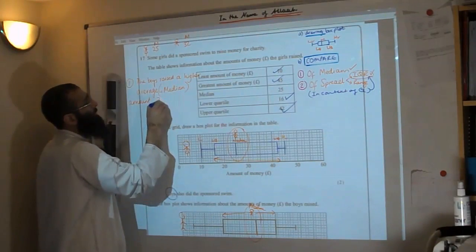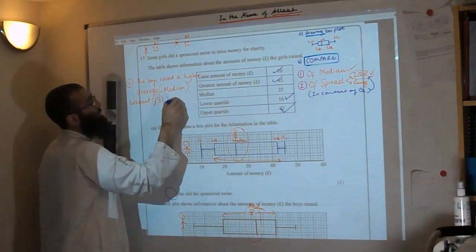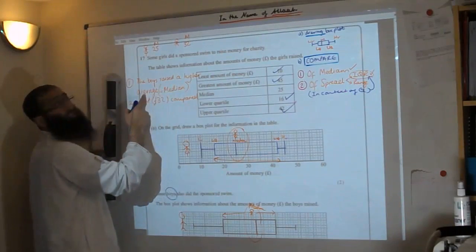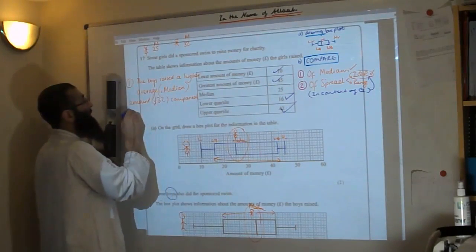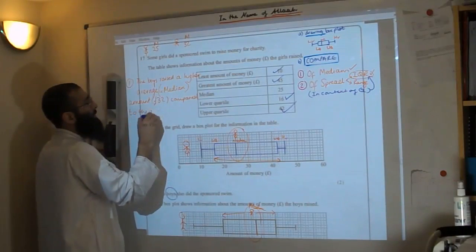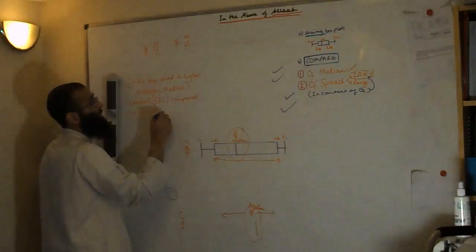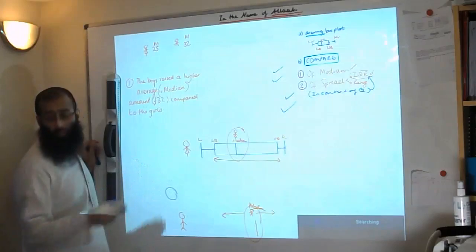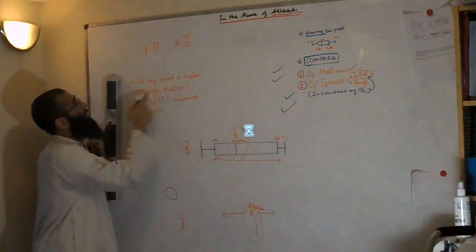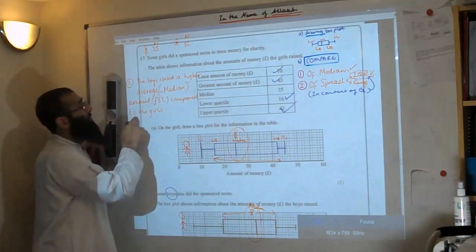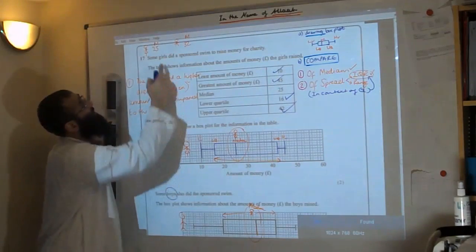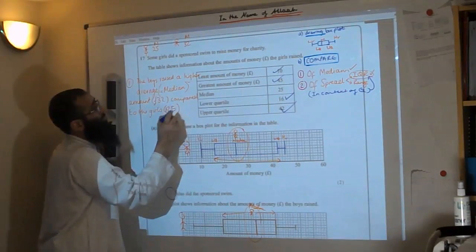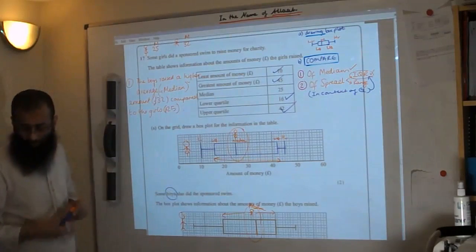So what was it? The boys raised a higher average, the median amount, compared to the girls. Sorry about that folks, just a bit of screensaver in there. So the boys raised a higher average amount compared to the girls. How much did the girls raise? £25. Okay, that's our first comparison.